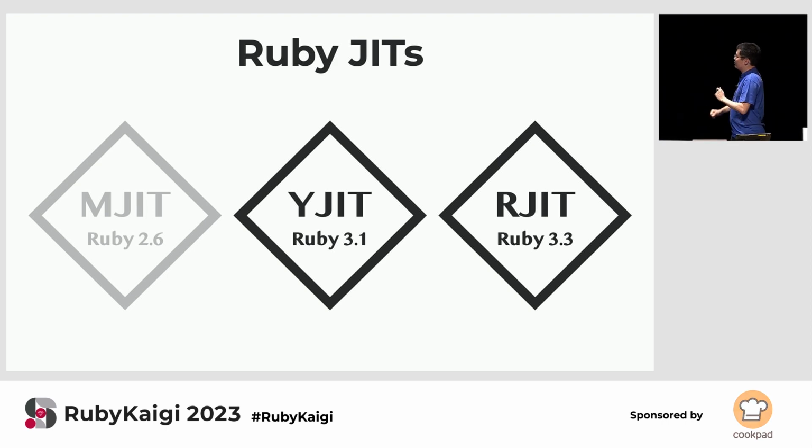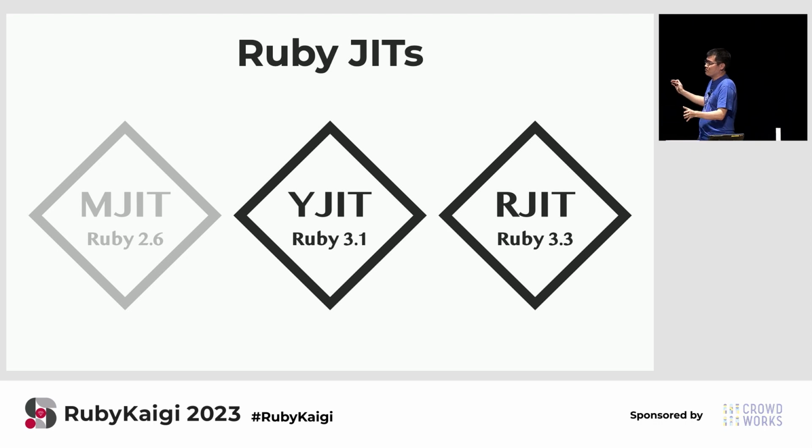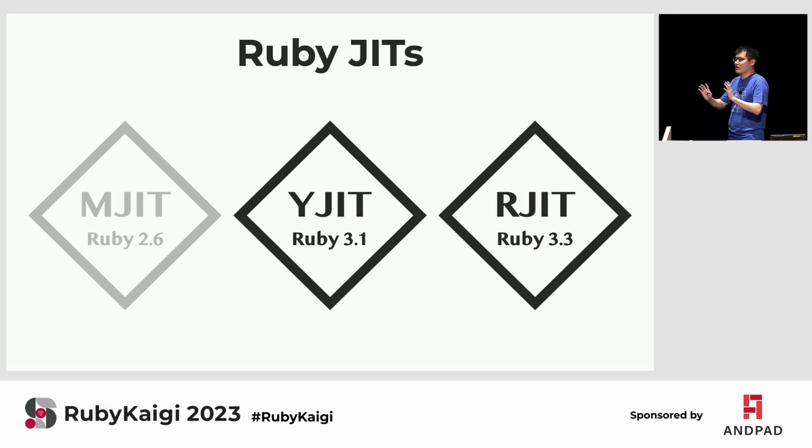RJIT replaced MJIT because MJIT has been optimizing some limited workloads like Optcarrot, which is an NES emulator, not really a production workload. On the other hand, YJIT optimized Rails bench and other web application workloads, and we wanted something useful for production. MJIT also uses a C compiler, which makes the implementation complex. So we wanted to remove MJIT to make the virtual machine simple. The first purpose of RJIT was to remove MJIT to make the virtual machine simple.